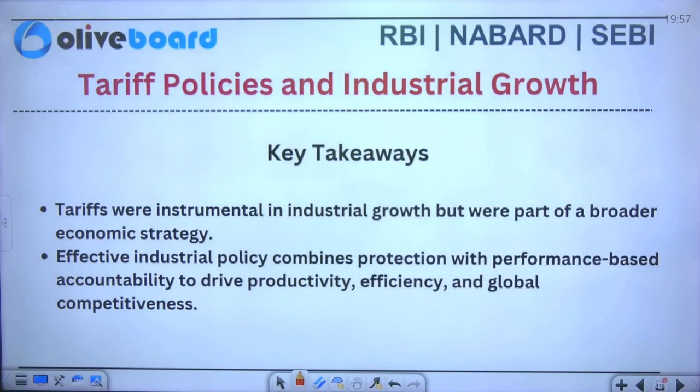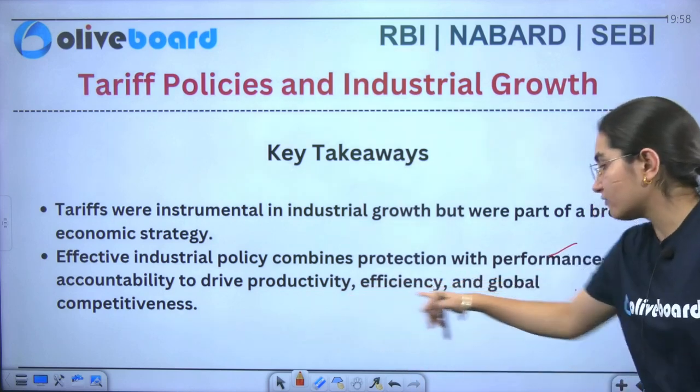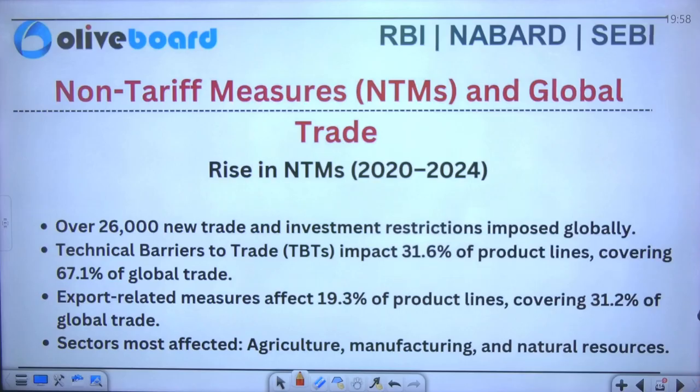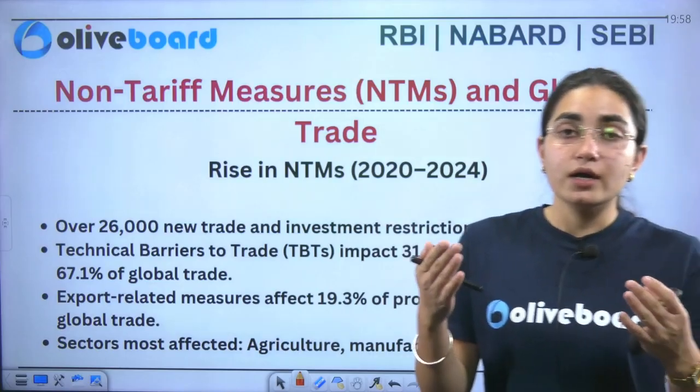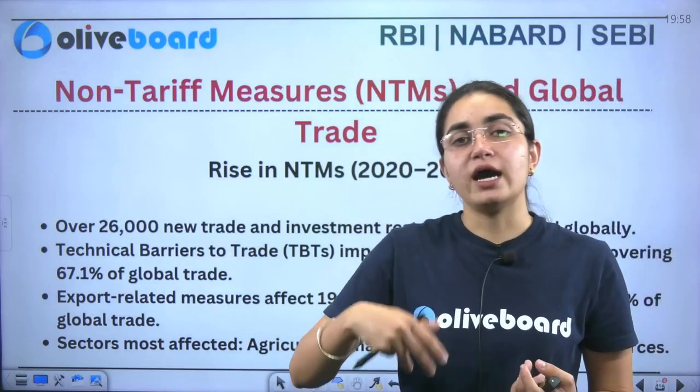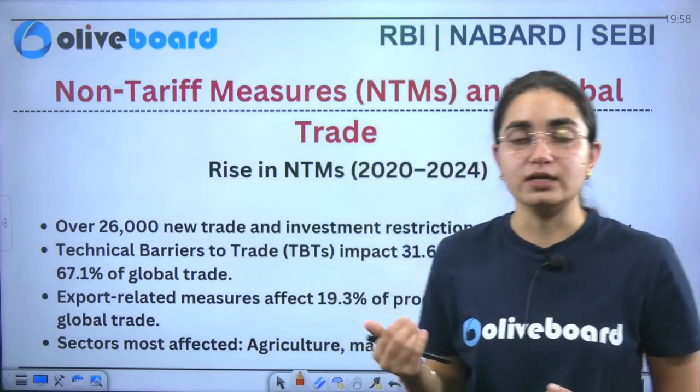So if I talk about the key takeaways, so you can see that tariffs were instrumental in the industrial growth. They were a part of your broader economic strategy. Similarly, if I talk about the effective industrial policy, they combine the protection with the performance-based accountability to drive your productivity, efficiency, and your global competitiveness. Okay. Now we'll see what are the non-tariff measures and your global trade. Now we'll see how it has performed, whether it has risen or decreased.